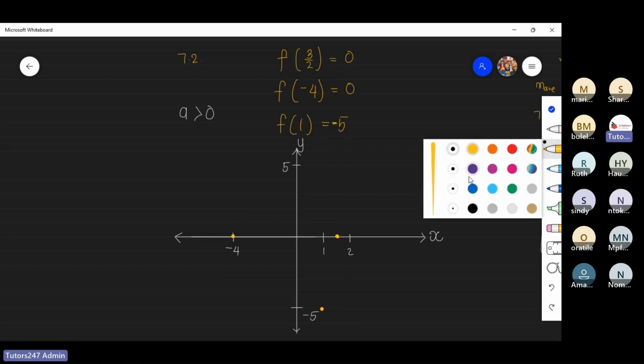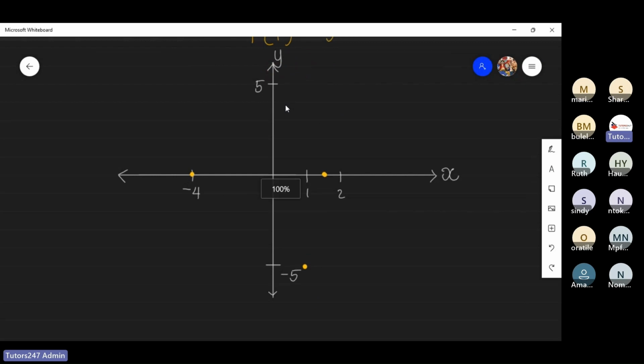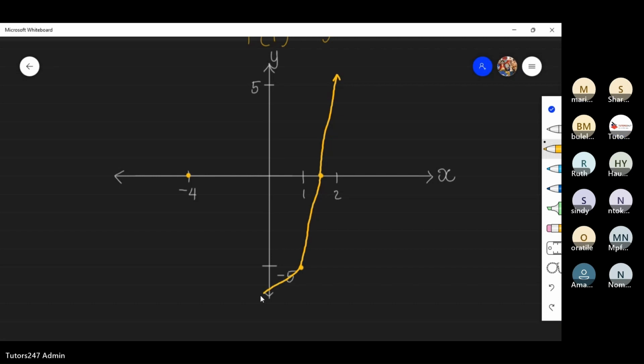Now keep in mind we were not given our turning point of this particular function. So we'll just plot what we have. From here we'll draw arrows to indicate that the function is continuous, and then we connect the points. My function is not that neat, but hopefully you get the idea of it.